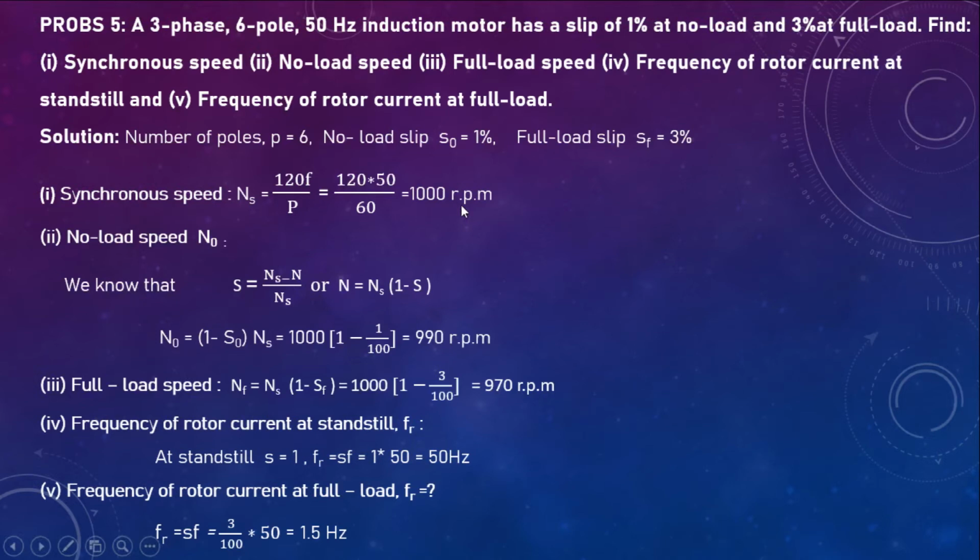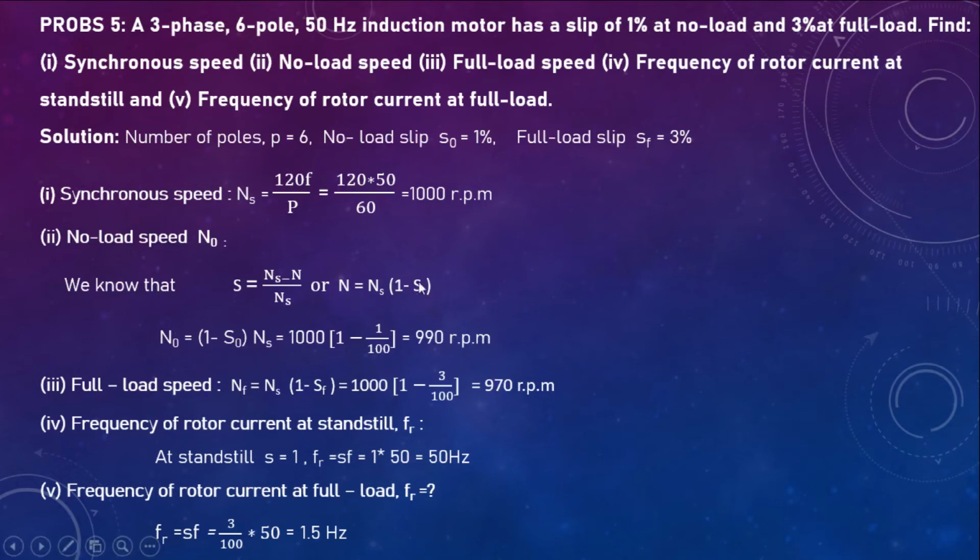First you have to find the synchronous speed of the rotating magnetic field. Ns is equal to 120 f by p, 120 into f, where frequency has been given as 50 Hz. P is 6 poles. So 120 f by p, with p equal to 6, you will get 1000 rpm. And for the no load speed, it is given as s = (Ns minus N) by Ns, or N = Ns into (1 minus s).